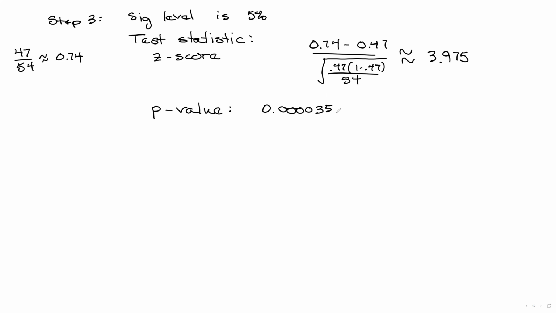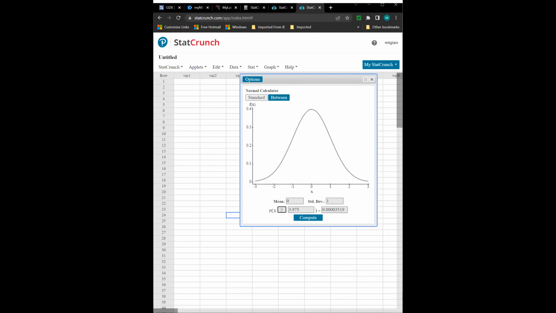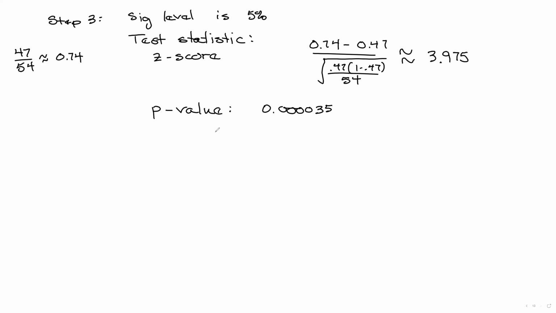I don't remember. It's hard making videos. I'm distracted. Yeah, there's 4 zeros. Okay. It's a little distracting when you're recording and trying to remember things at the same time. All right. The p-value is that.